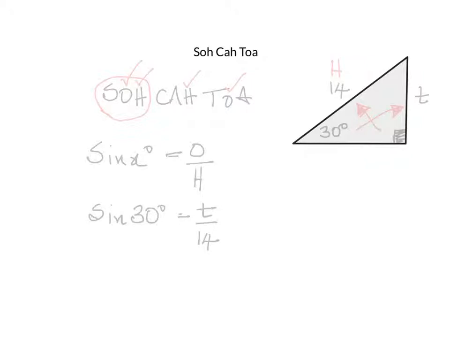Now what we do here, we multiply both sides by 14 in order to get T on its own. So T equals 14 sine 30 degrees. And that gives us the answer 7. And that was example 1.